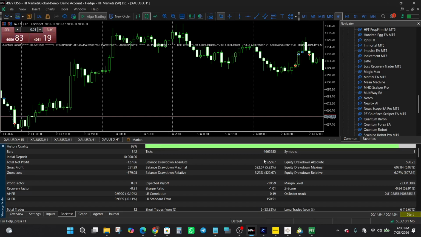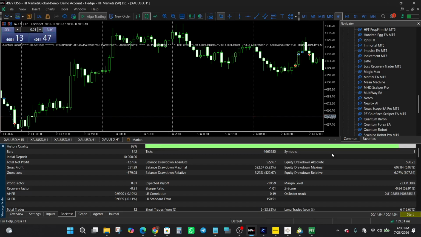One metric that deserves close attention is the maximum drawdown. Drawdown measures how much the account declined before recovering, and it is one of the most important statistics when evaluating any expert advisor. In this case, the balance drawdown was 5.23%, and the maximal equity drawdown was 6.07%. It's actually fair.